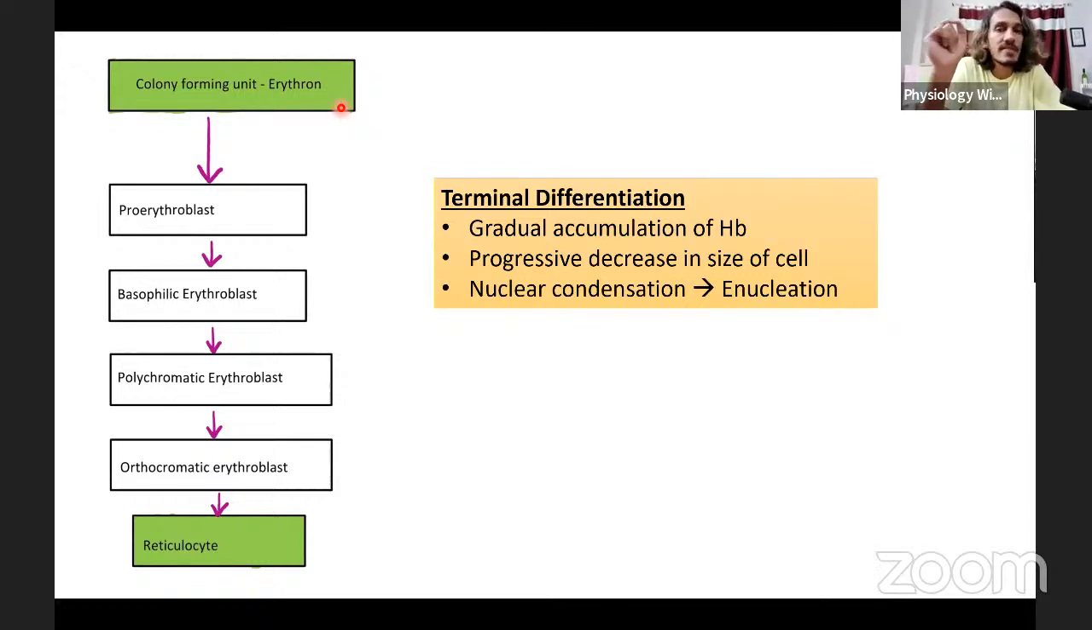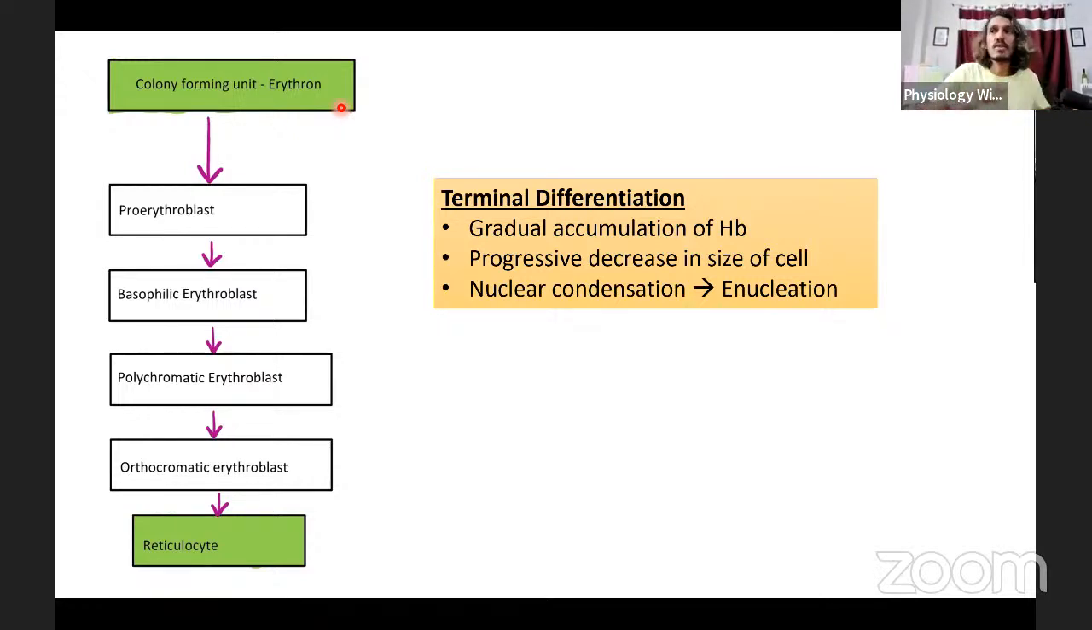So in terminal differentiation, there are a few things that happen, which is pretty common to all the stages. So while it is going on, one thing, hemoglobin is slowly building up. So gradual accumulation of hemoglobin. Two, the size of the cell decreases.